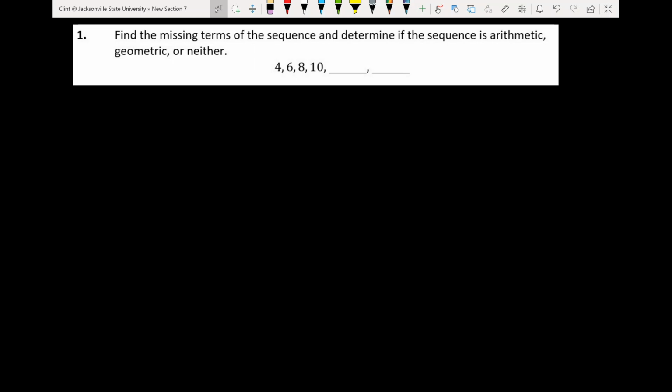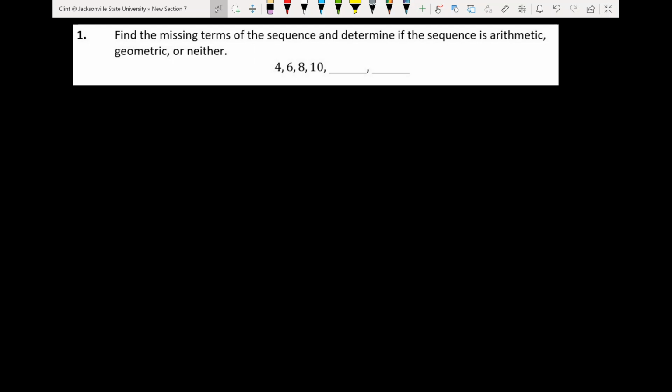So I'll probably split this up into 3 or 4 videos to make it a little easier to find what you're looking for if you need help with a specific problem. Okay, so let's start with number 1. It says find the missing terms of the sequence and determine if the sequence is arithmetic, geometric, or neither.